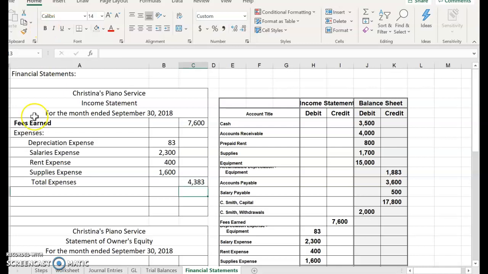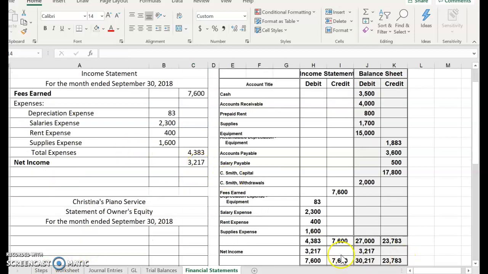So then we can say that net income is equal to revenue minus all of those expenses, which total to be $4,383. So net income is $3,217. And that $3,217 matches the number we expected to see that we had calculated on the worksheet.